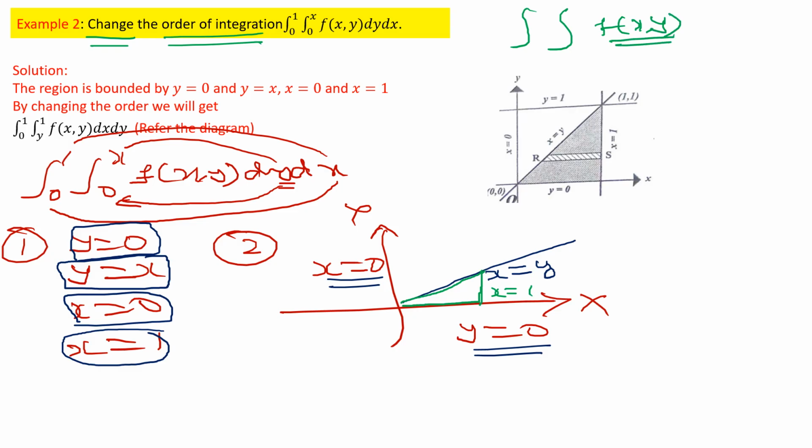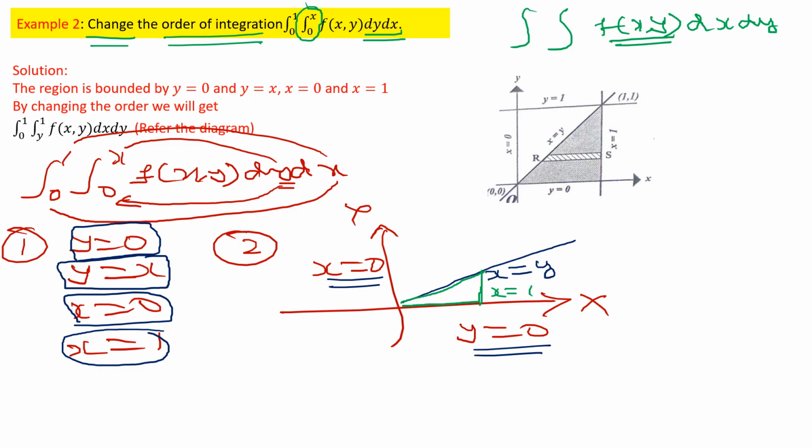So keep the function as it is. What is the given order? The given order is dy dx. If I change the order, the problem will become dx dy. Whenever you change the order of integration, the limits are also going to change, because now we are dealing with variable limits. So we have to find the new limits.